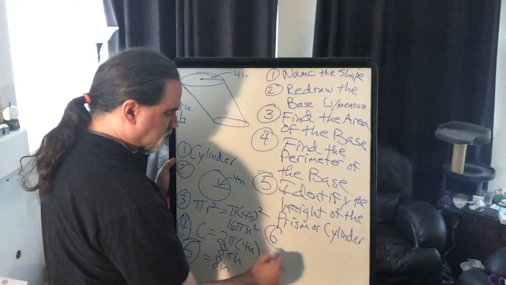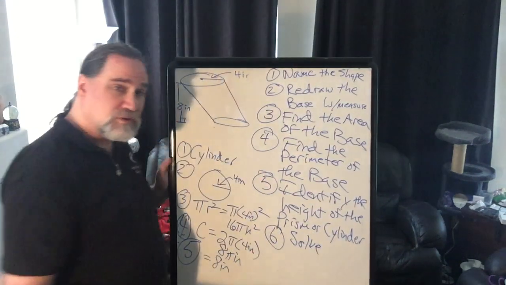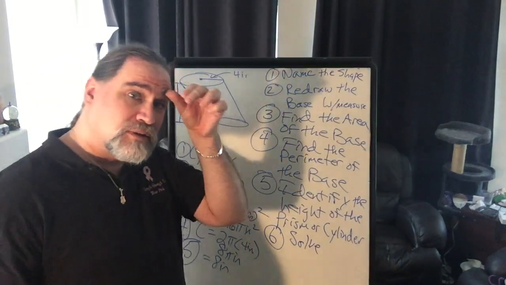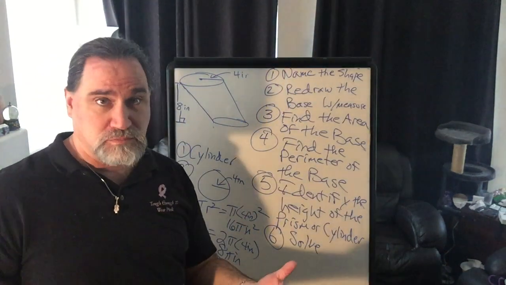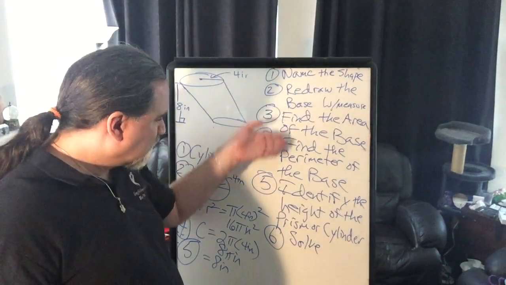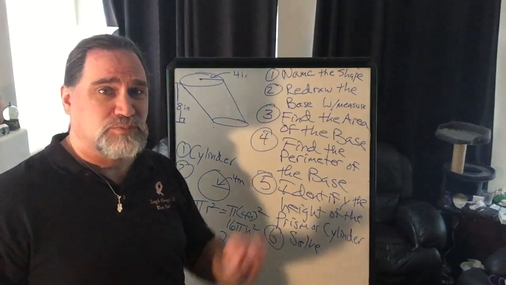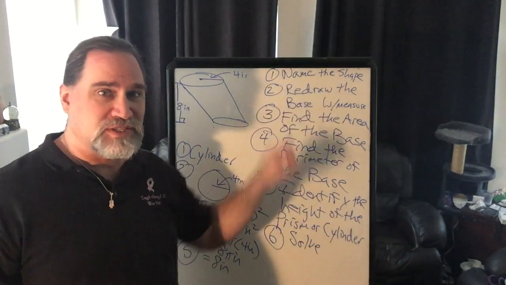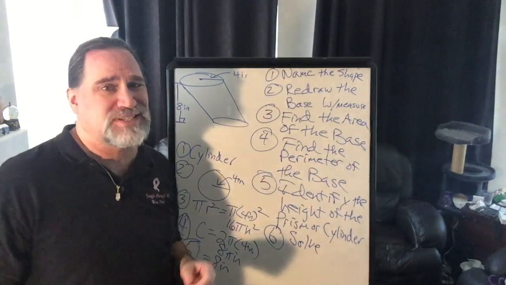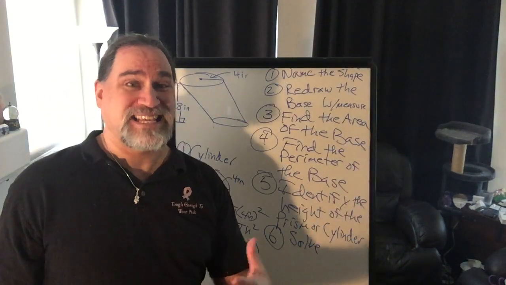And then solve. Find. The reason I put solve here at the end is that when we get to volume, which will be our next set of lessons, we'll use a different formula, but the steps will be nearly identical. In fact, the only thing that's going to change between these steps for finding surface area and these steps for finding volume is we're going to take out step 4. We're going to take out a step. We're going to make it easier.